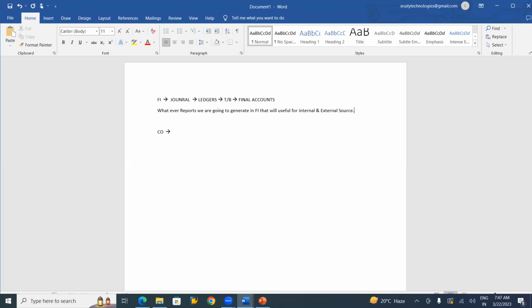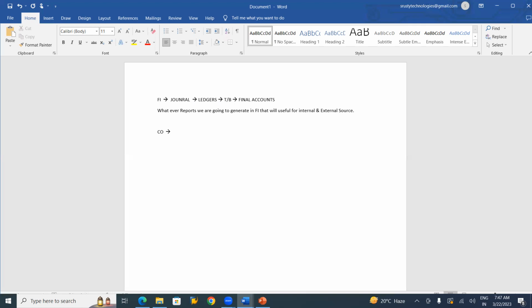Whatever trial balance we generate, whatever final accounts reports, trading profit and loss account, balance sheets, right? All those reports are useful for internal purpose, for internal analysis, and at the same time for external sources. External sources are your creditors, clear? Your banks, right? Legal authorities.